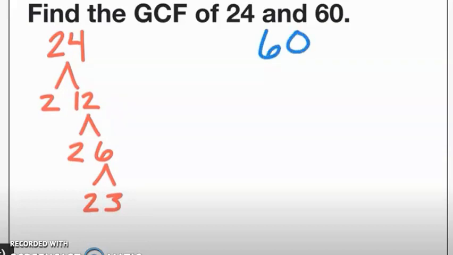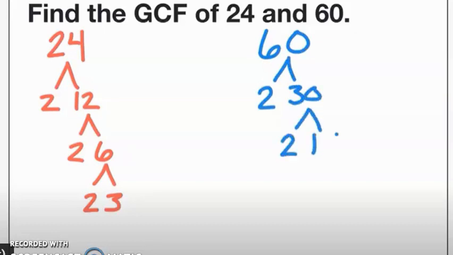Let's list off the factors for 60. We'll start at the top. 60 is even. Divided by 2, 30. 30 divided by 2, 15. 15 cannot be divided by 2.